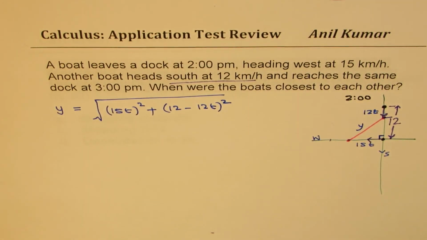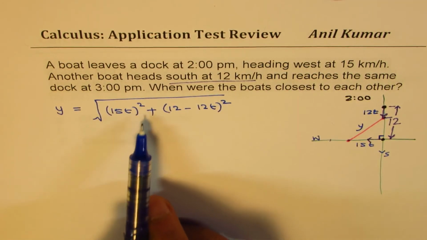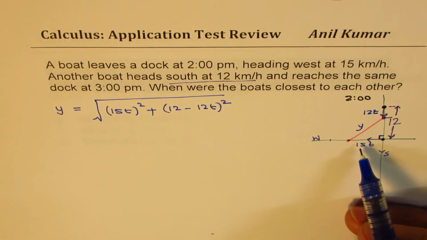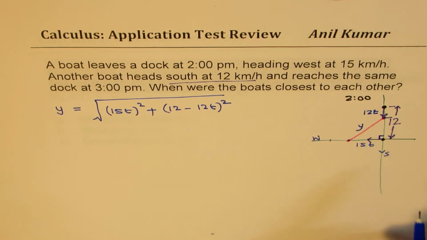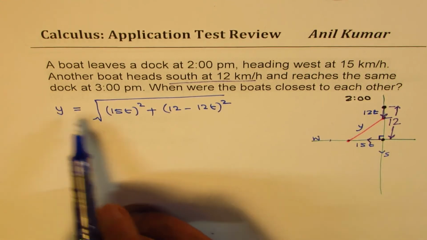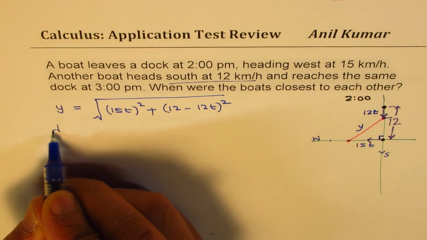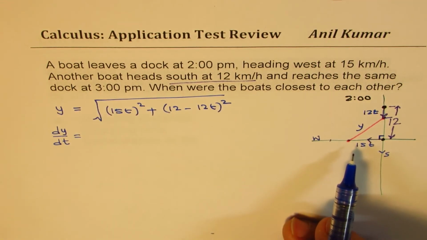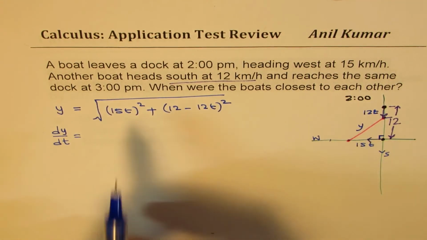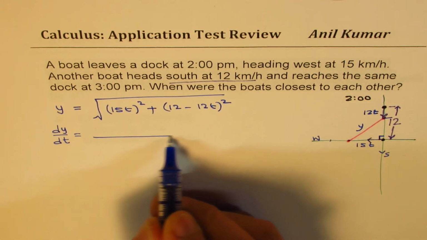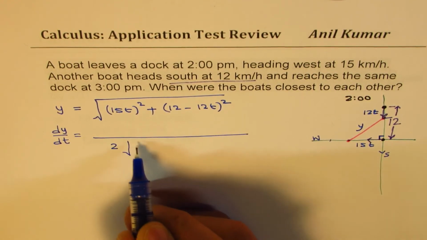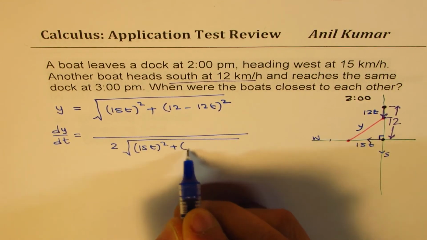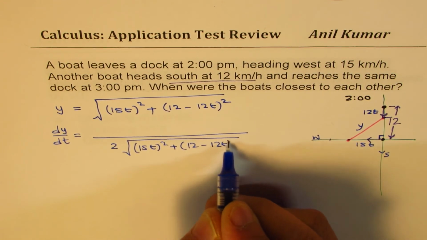Do you get the idea? So this is very important to understand. How do we get the function representing the distance between the two boats at any time t, correct? Now, y is a function of t, so we can find the derivative with respect to time, and then we'll know the minimum distance. So the derivative of a square root, as you know, has 2 in the denominator and everything, which is the square root of (15t) squared plus (12 minus 12t) squared.